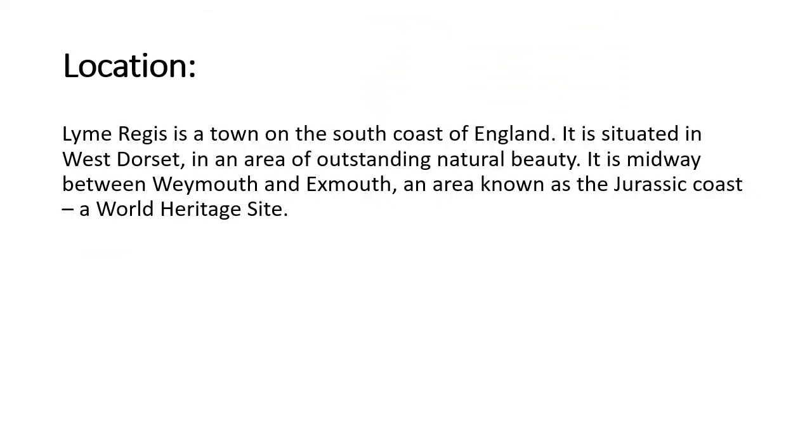Okay, so Lyme Regis is a town on the south coast of England. It's situated in West Dorset, that's the county, and then there's some extra information here that you could add in. It's an area of outstanding natural beauty, and it's midway between Weymouth and Exmouth, an area known as the Jurassic Coast. You've probably heard of that. It's a World Heritage Site. When we talk about places like Swanage and the coastline there that we studied earlier, when we looked at Old Harry's Rocks and Studland Bay, that's all part of the Jurassic Coast as well.